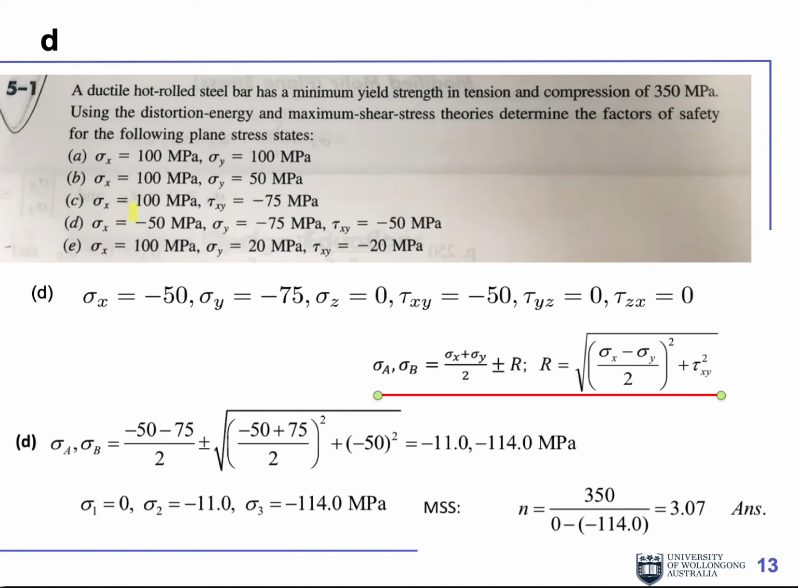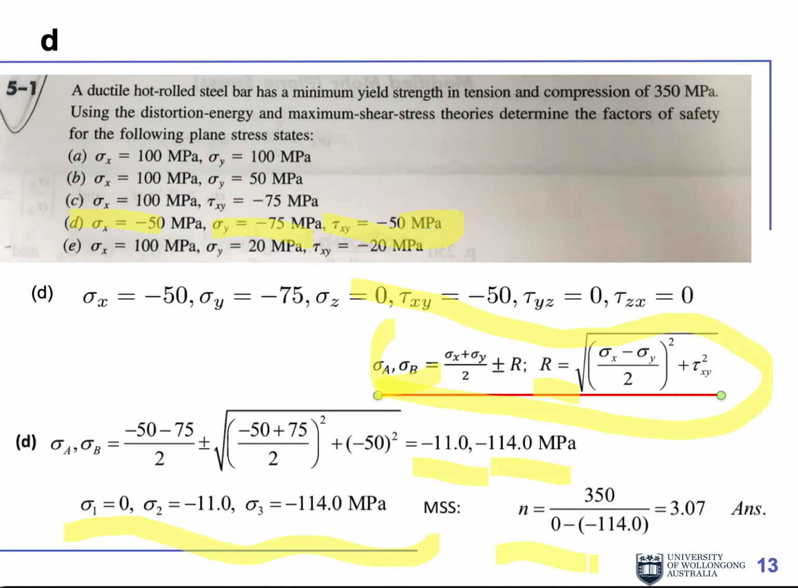Case D. So this is a more general case. You have sigma x, sigma y, and you also have tau xy. Again, we use this formula to get r first, then you get sigma A and sigma B. In this case, what we got is negative 11 and negative 114. Remember, the third one is 0. Then we rank them from the biggest to the smallest. Actually, 0 is the biggest, then negative 11, then negative 114.